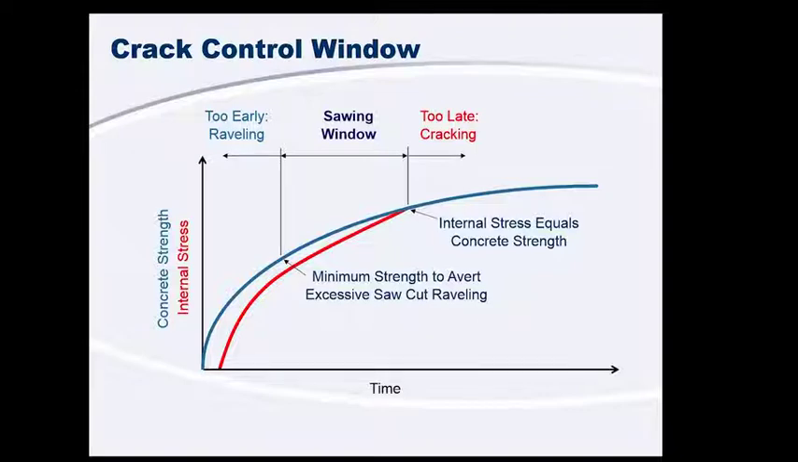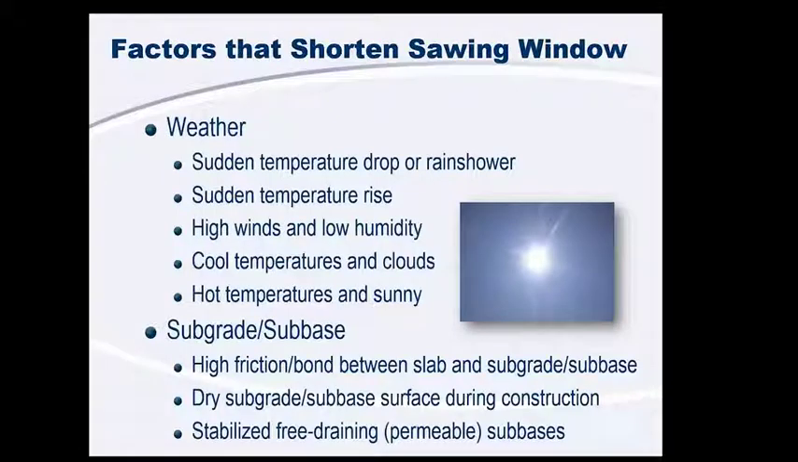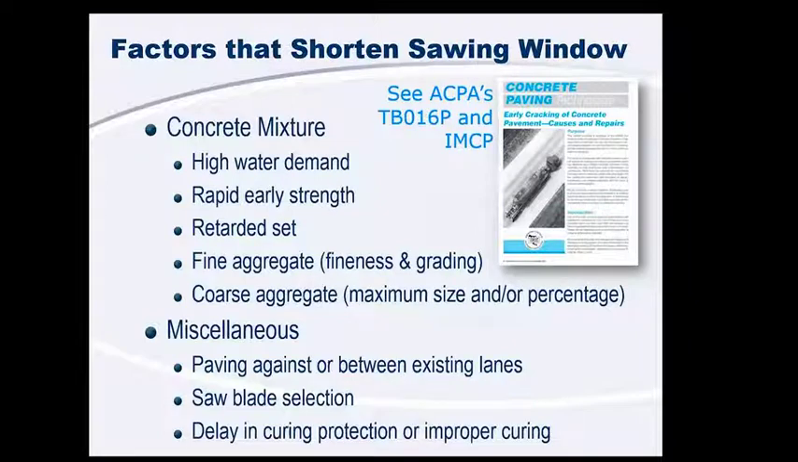We keep this as a conceptual idea rather than defining times to this because it's so dependent on a variety of different factors. The first being the environment. What kind of weather are you having? Is it sunny and hot, or is it cold and rainy, or is there a lot of moisture in the air? All of these things can affect that sawing window and when those bounds are kind of reached. Additionally, the subgrade and subbase, whether it's high friction, low friction, or whether it's got a whole lot of moisture in there, or whether it's free draining, all of those can impact it as well. Additionally, your concrete mixture, what's actually in your concrete, is going to play a big part in it as well.